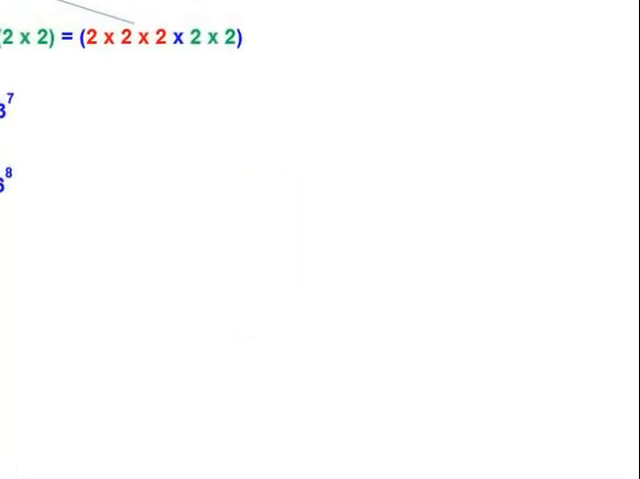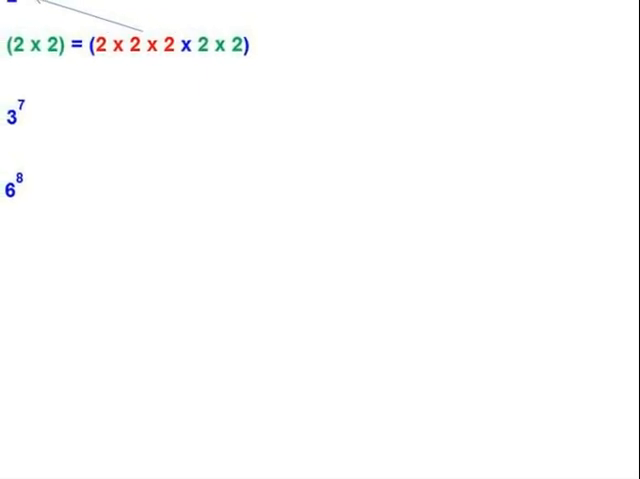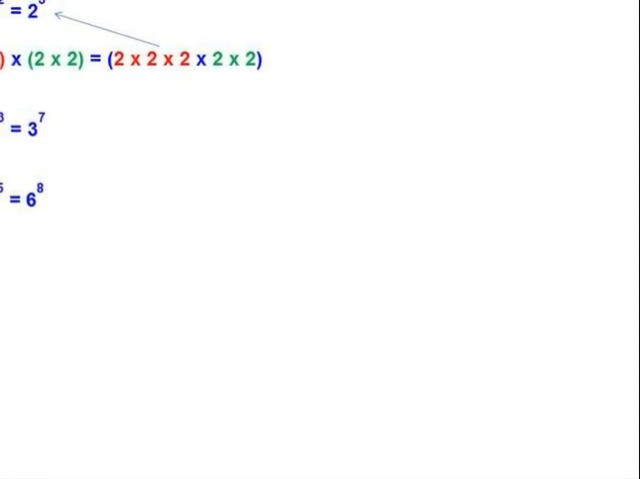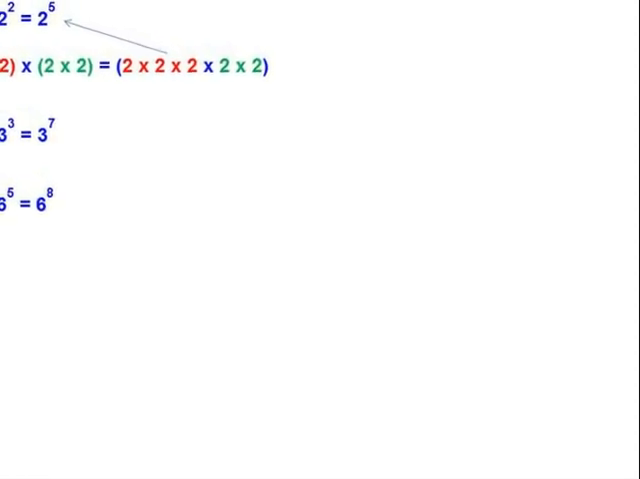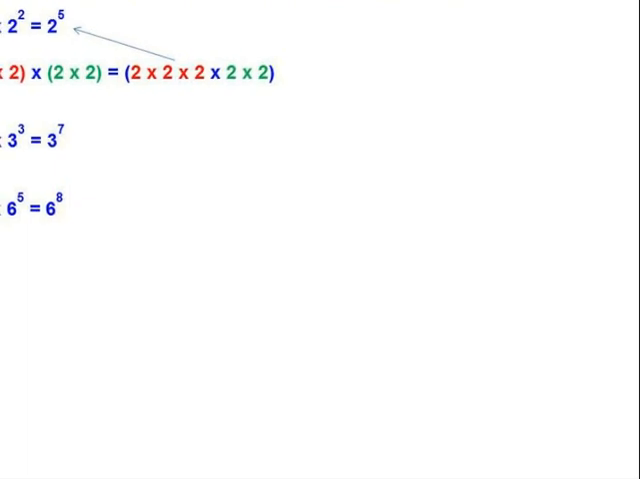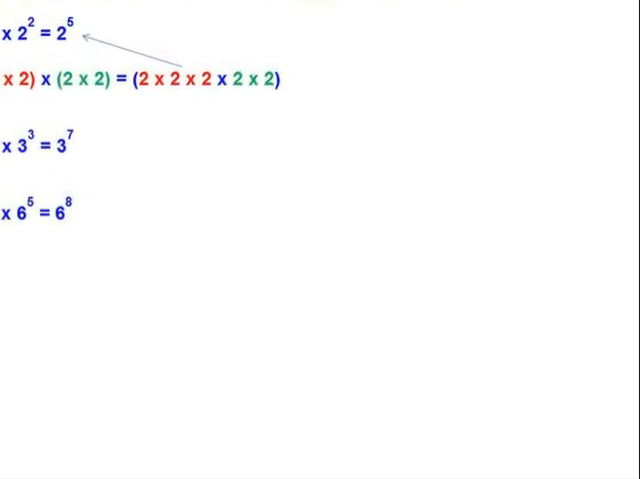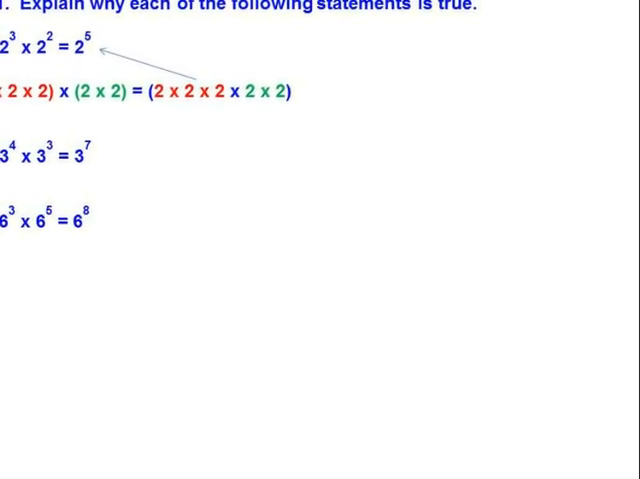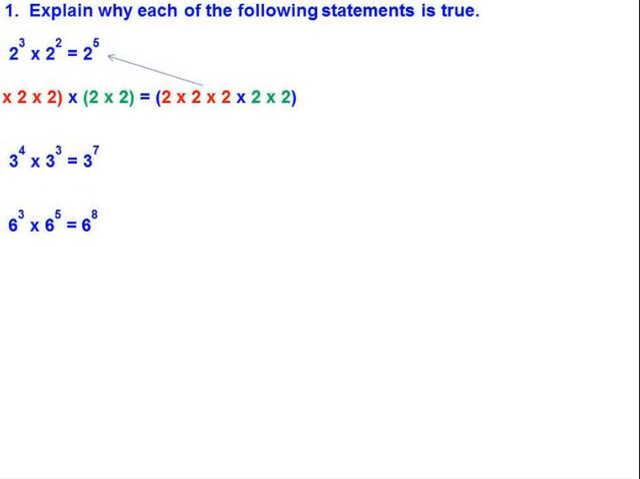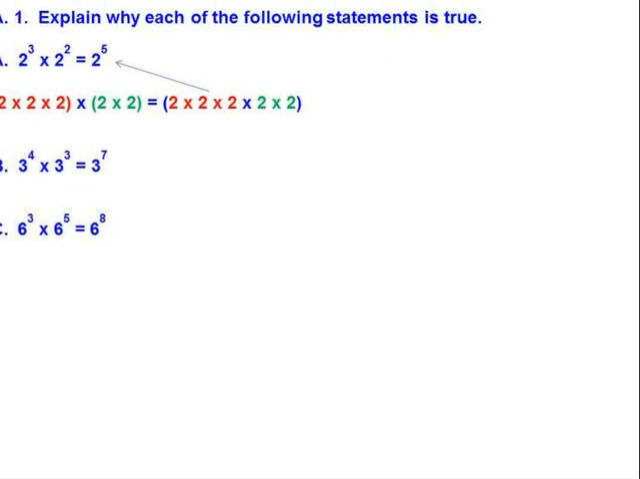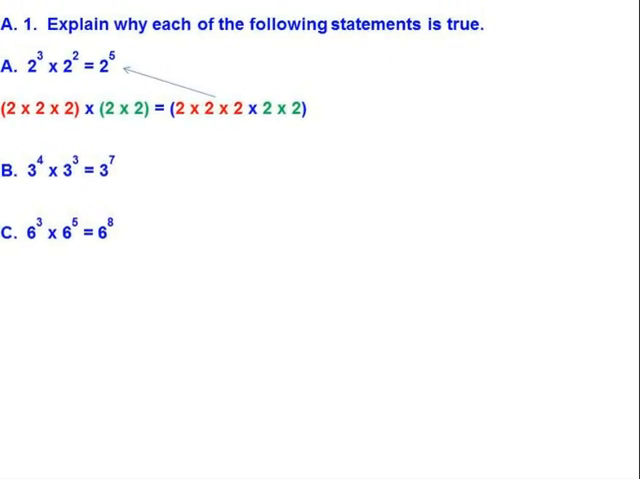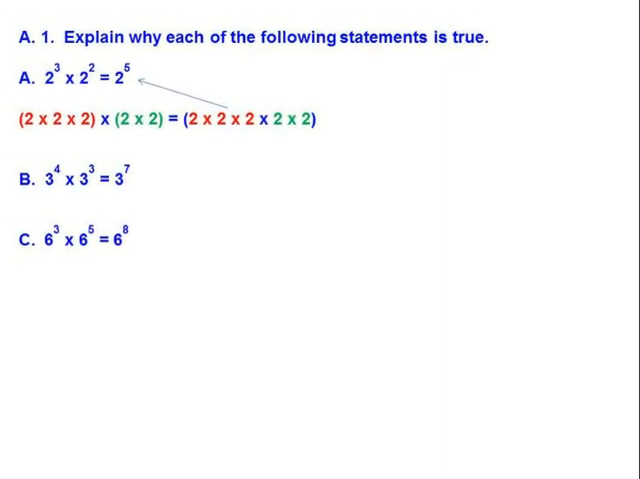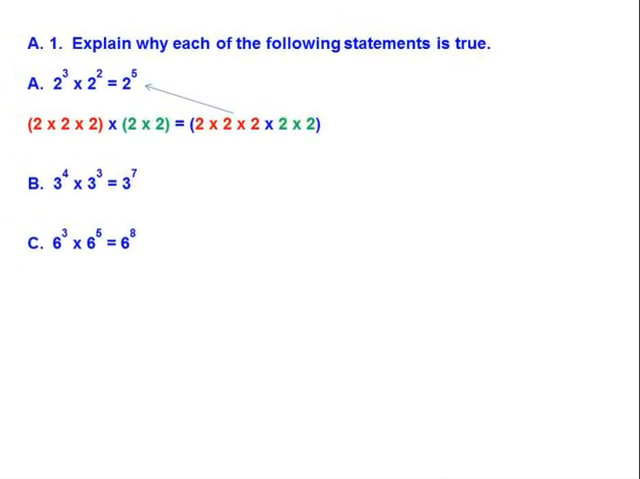Here's our first problem. If you take a look at A, we know that if we want to solve A, we're going to repeat 2 3 times in red, and then we're going to repeat 2 2 times in green, right? And if you notice, they're all the same. So I'm going to multiply 2 times 2 times 2 times 2 times 2, and that will give us a regular number, or we can write an exponent and say 2 to the 5th power, because they're all the same. All right?